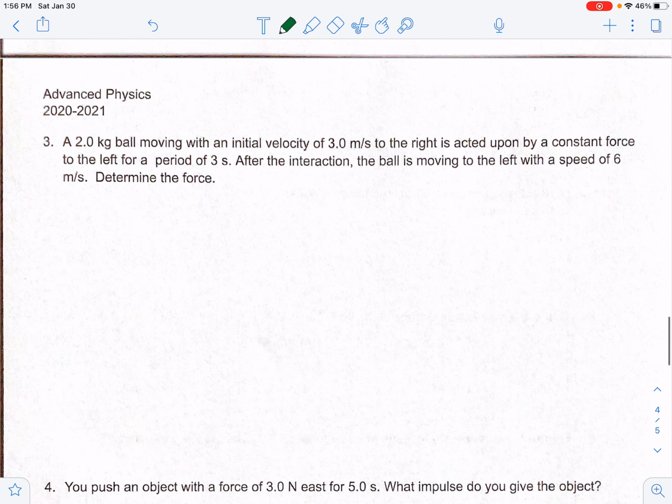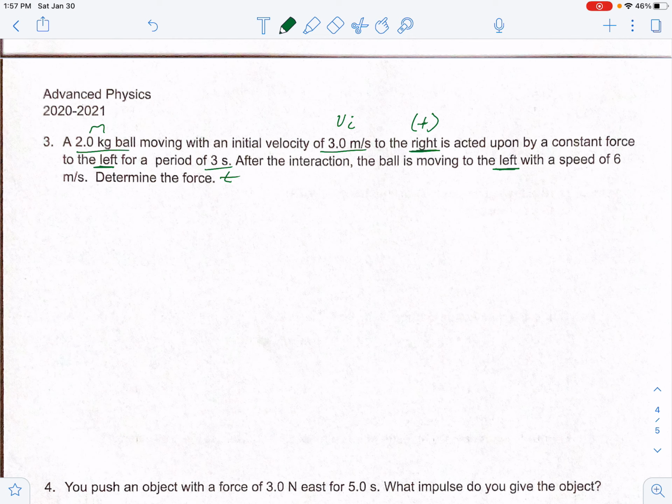Okay, number 3, I have a 2 kilogram ball, so I have a mass, moving with an initial velocity of 3 meters per second to the right. So my VI, and watch out for these directions. Since it's the first direction, I'm just going to say right is positive. Doesn't matter if you said it was negative, that's fine, but I'm going to stick with the first direction being positive. It is acted on by a constant force to the left. So that means my force is coming to the left for a period of 3 seconds, so that's my T. After the interaction, the ball is moving to the left.